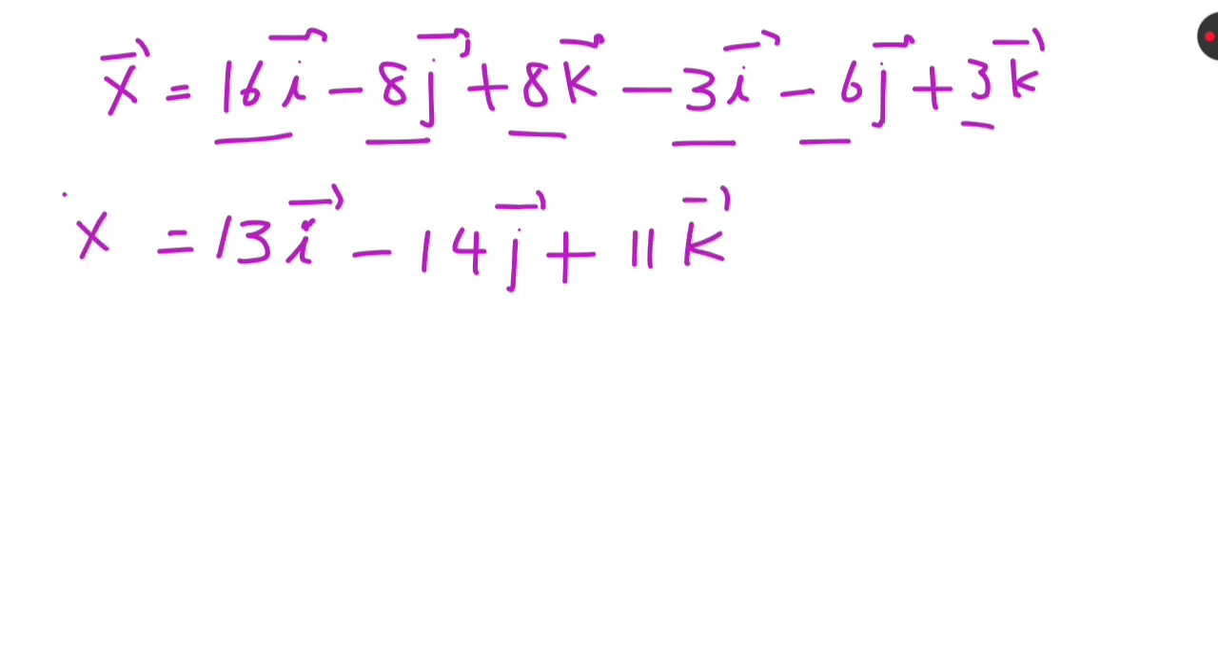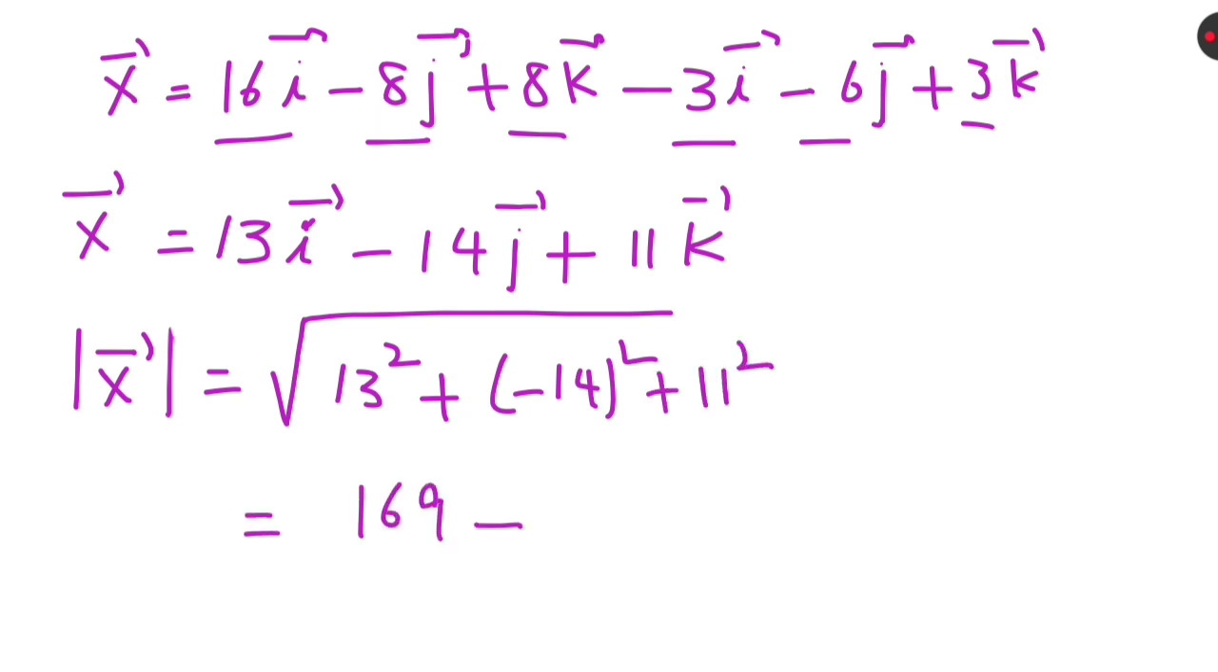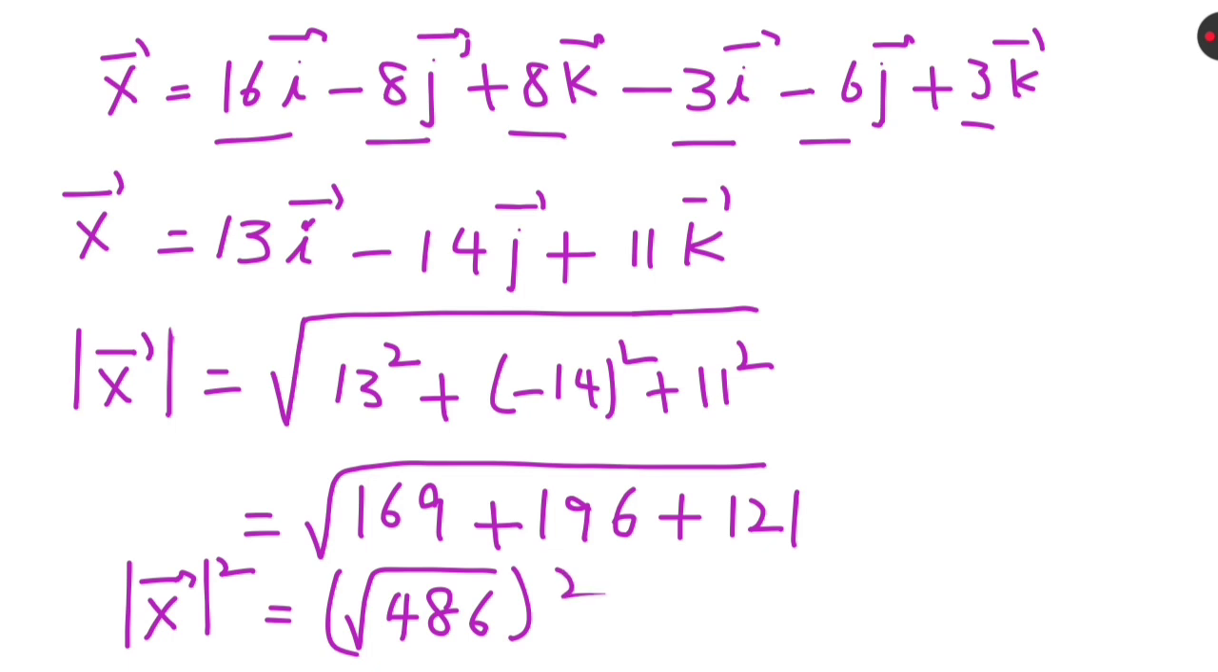So this is the x vector, and our goal is to find the determinant of x whole raised to the power of 2. So let's first find the determinant of x. What is the determinant of x? Square root of 13 square plus minus 14 square plus 11 square. So what is 13 square? 169. What is 14 square? 196. Plus what is 11 square? 121. So after this it is the square root of, after adding we are going to get 486. This is the square root of, but we need to find the determinant of x whole raised to the power of 2. So if we square on both sides, we are going to get the determinant of x square as 486. This is the value of this.